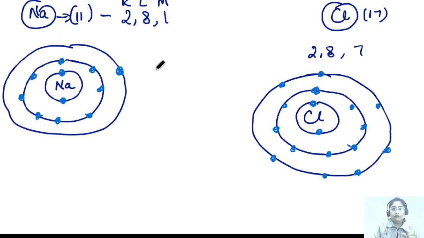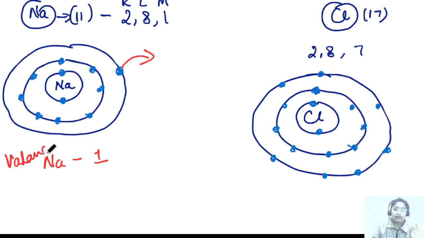For sodium, there is only 1 electron in the outermost shell. So sodium is saying I have 11 hands, and with these 11 hands I cannot hold 18 electrons. It's impossible for me. So sodium is ready to donate this one. So the valency of sodium is going to be 1.